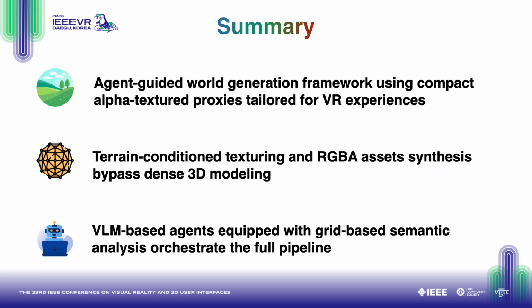In summary, we present ImmerseGen, a framework that generates photorealistic 3D environments for immersive experiences using lightweight alpha-textured proxies. Our terrain-conditioned panoramic texturing and RGBA asset synthesis avoid dense 3D modeling, while still producing diverse, realistic scenes. VLM-based agents coordinate the entire pipeline: asset selection, prompt design, placement, and multimodal enhancements to improve immersion. Overall, ImmerseGen produces coherent worlds and maintains real-time rendering on mobile VR devices.